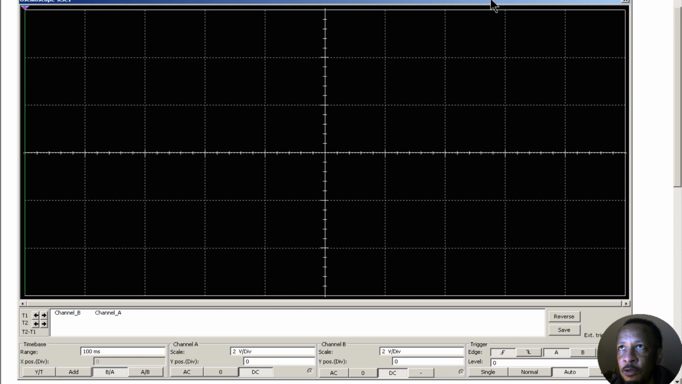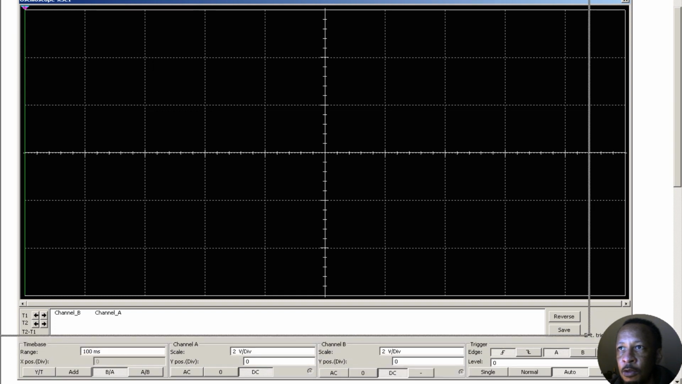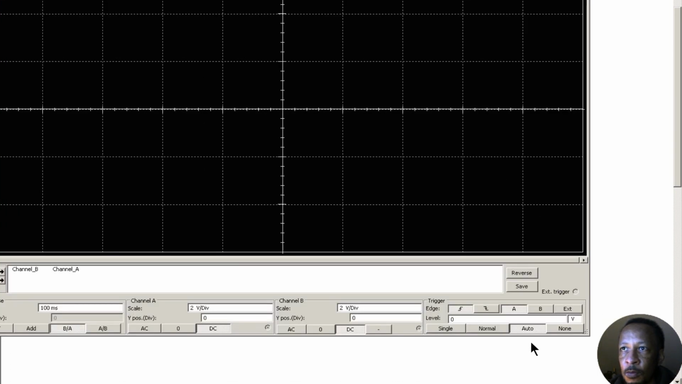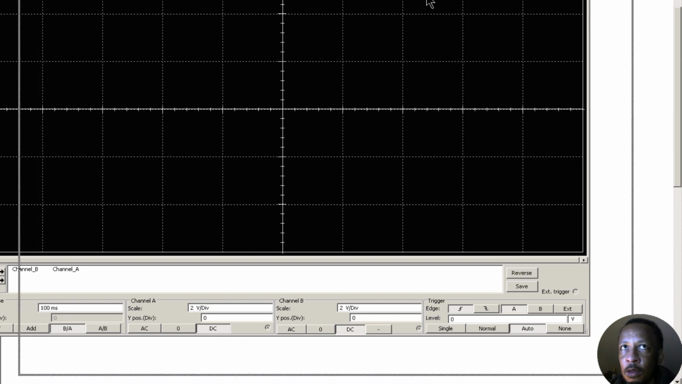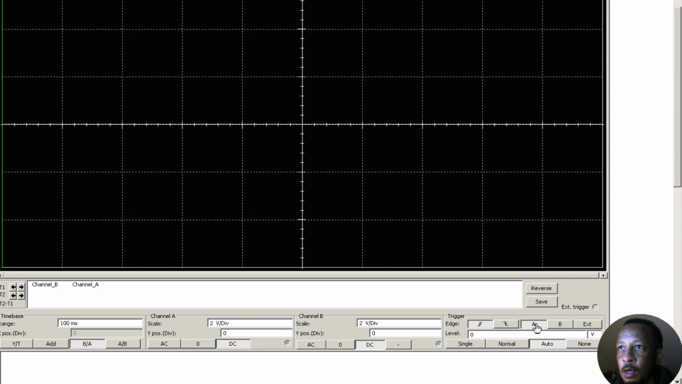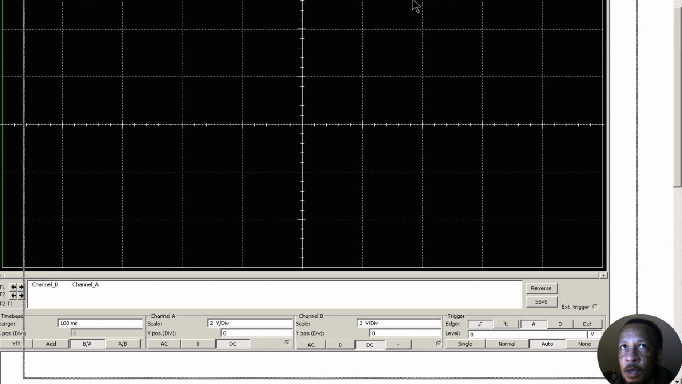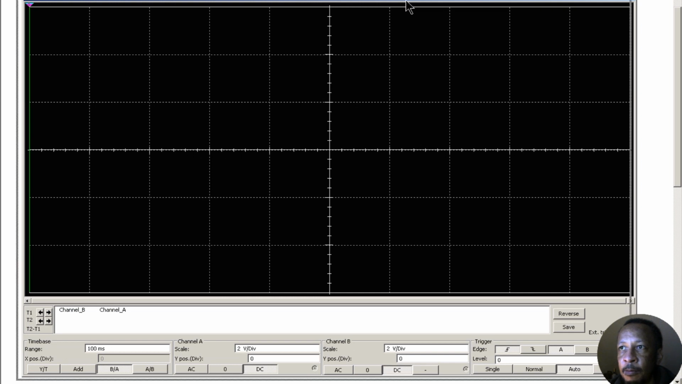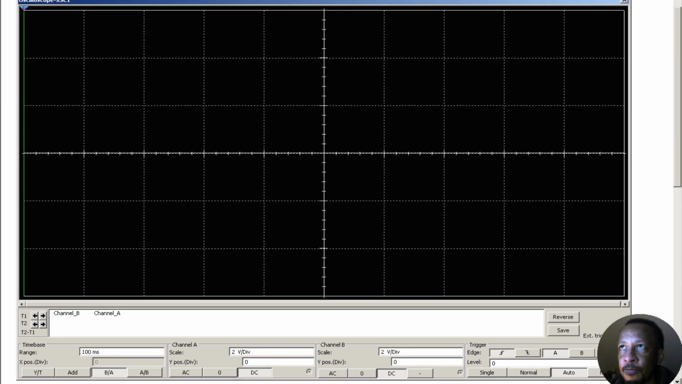Then next, just to go over a couple of other things on the oscilloscope, I have it set to auto in the simulator version of the oscilloscope, and that's basically it for that. I mean, then I have my trigger with rising, and it's set to channel A, but I don't think that matters anyways. But that's my setup in case it does matter.